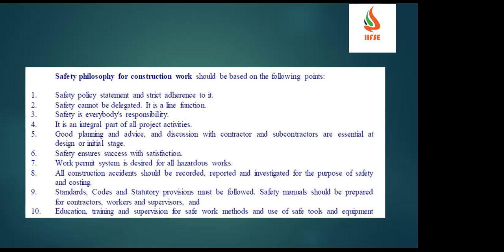Once the policy is in the picture, then by taking actions, we'll have procedures, working instructions, checklists, and audits. Everything will be aligned with the safety policy.